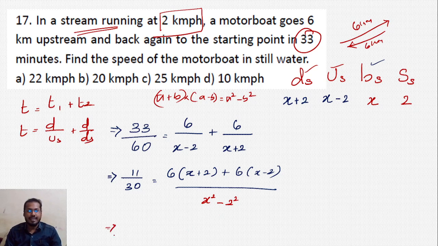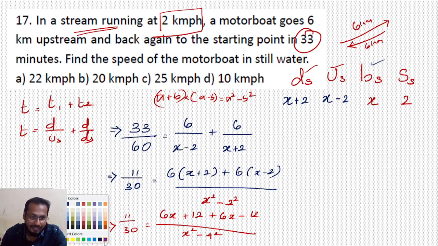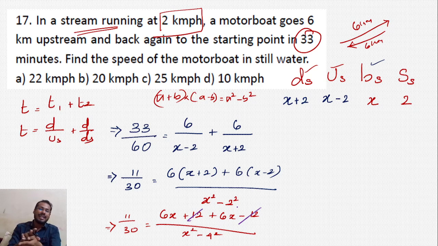Okay, next step. 11 over 30 is equal to 6x plus 12 plus 6x minus 12 over x square minus 2 square. This is what I'm telling you: if the boat's speed is not given, you get a quadratic equation. Because now which one is going to cancel? Look at this, the variable will stay safe. I'm going to cancel only plus 12 and minus 12. If the stream speed is x and the boat speed is given, then x will be cancelled. That's the concept.